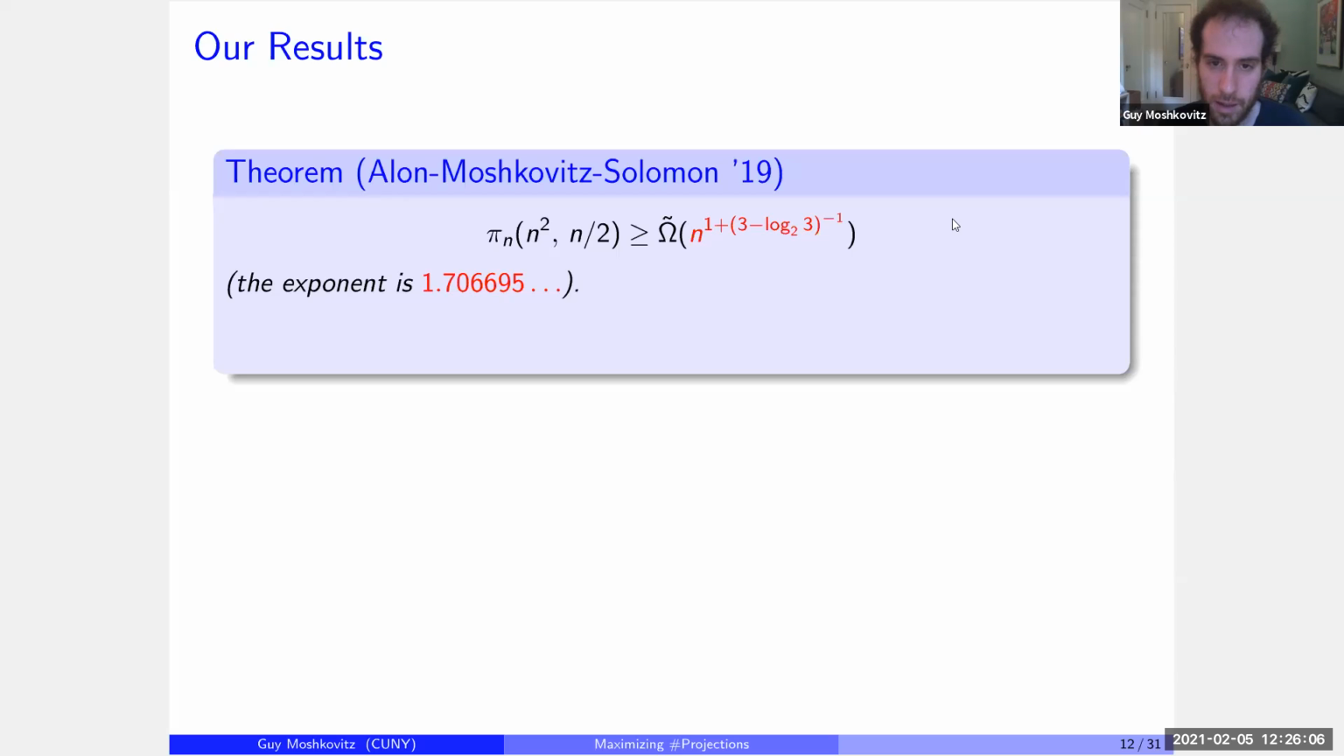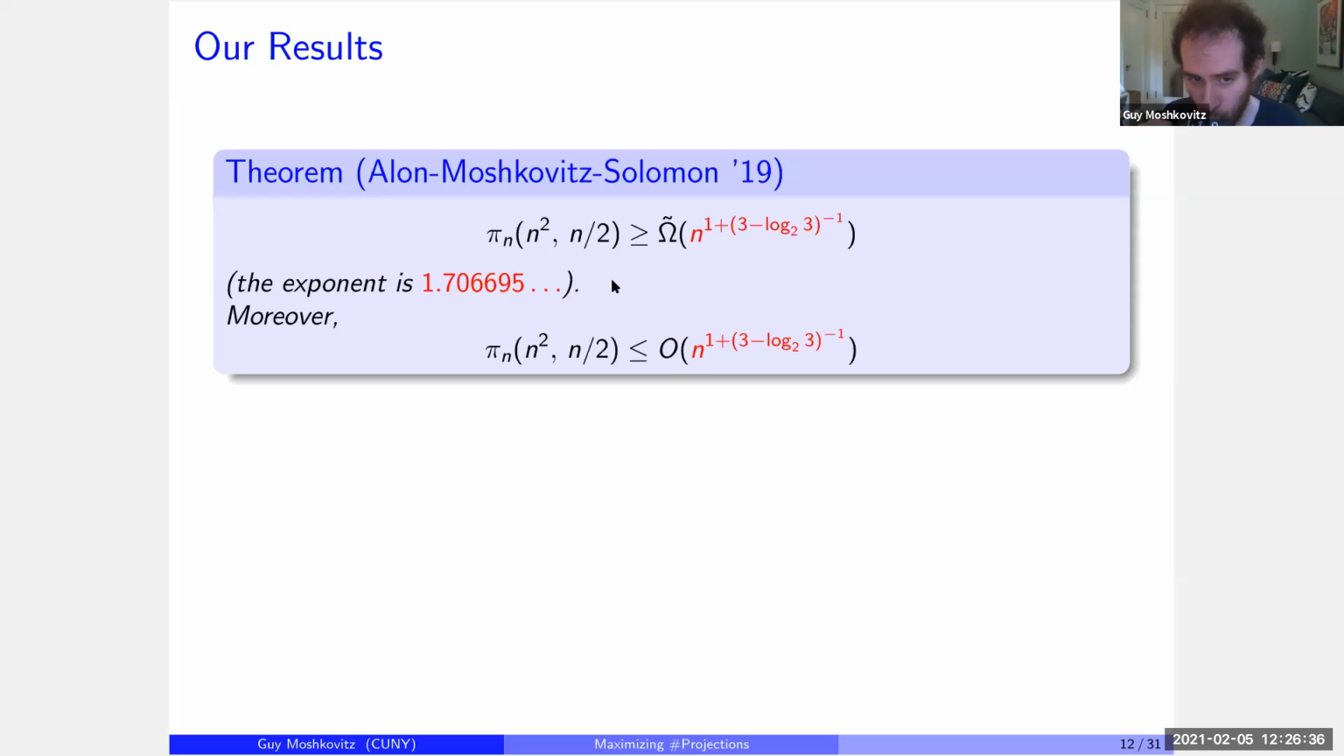But here is the kicker. We also have an upper bound, which is precisely the same exponent. This interesting looking constant also appears in the upper bound that we get. So up to these negligible log n factors, we solve this question completely, or at least when m is n squared and k is n over 2. So this is our main result.